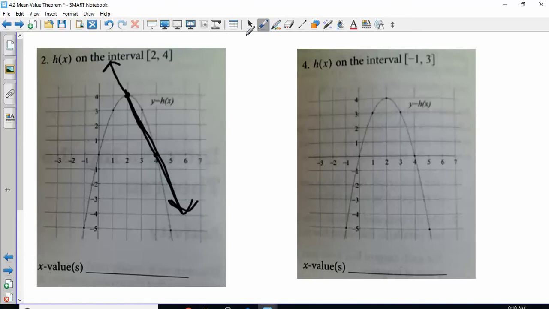So I want to know where the derivative would equal the slope of that line. And so it's approximately at x equals 3. If you drew the tangent line right there, you know the tangent line just hits your graph at that point, and those would be approximately parallel right there. That's what it's saying.